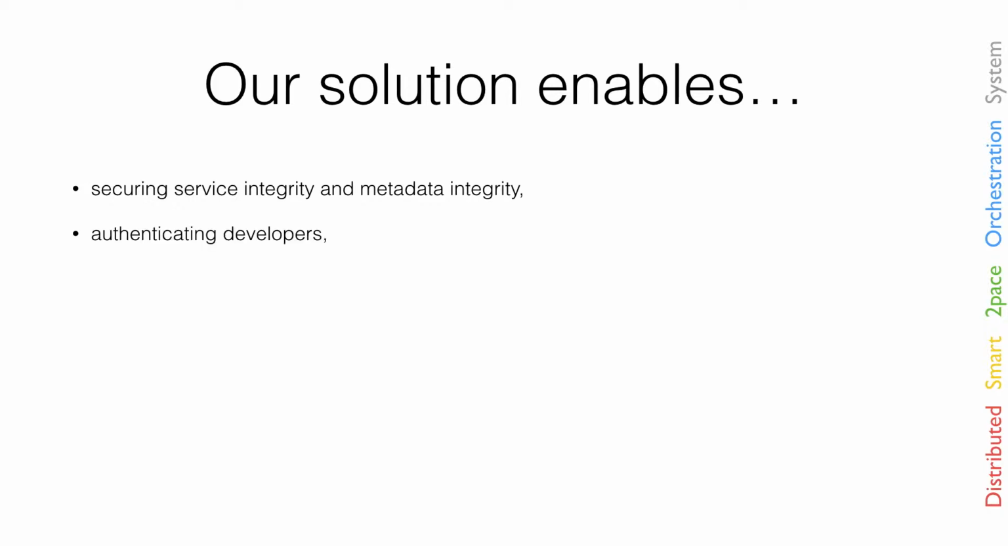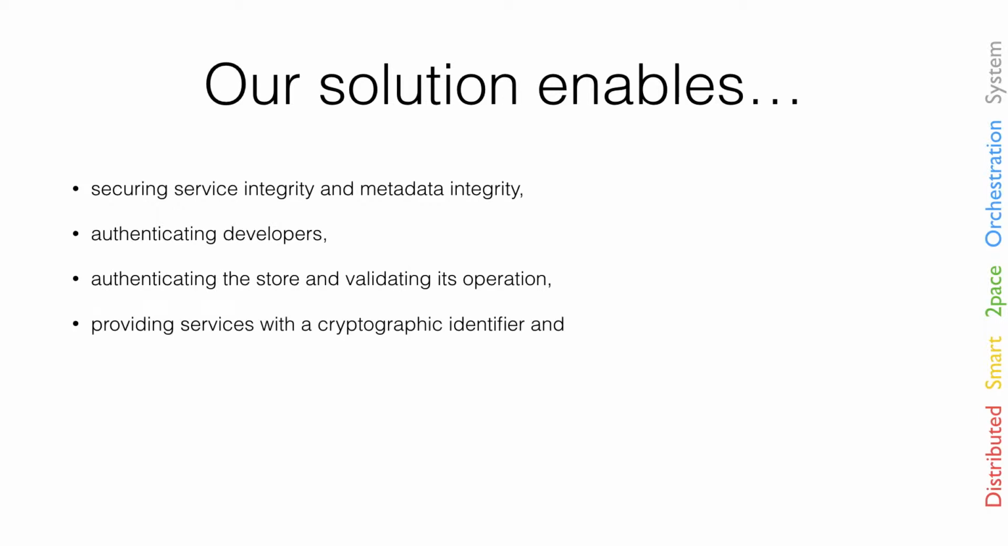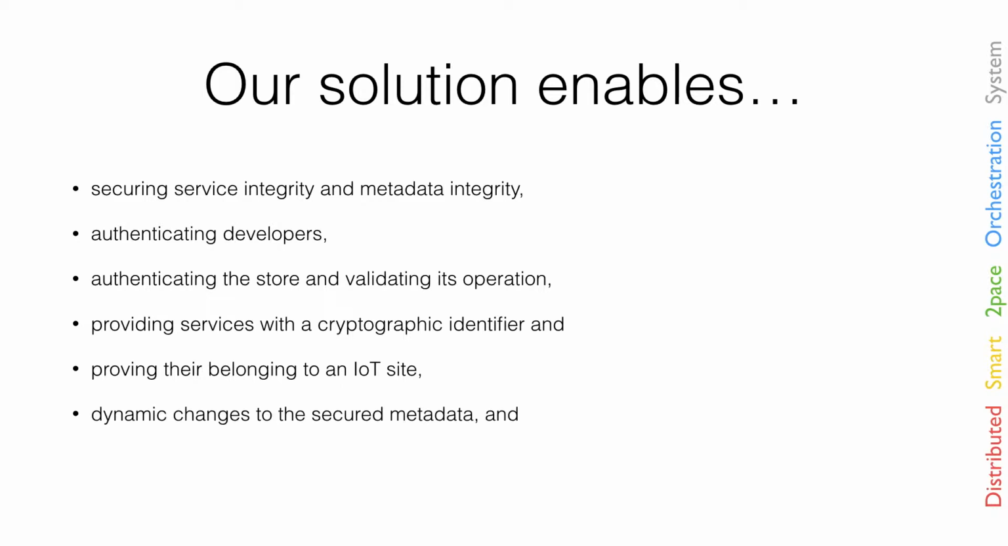Okay, so the solution enables certain properties. It enables securing the service integrity and the metadata integrity. It enables authenticating developers. It enables authenticating the store and validating its operation. It enables providing services with a cryptographic identifier. And it enables checking if a service belongs to an IoT site or not. Okay, good. And last but not least, there are two points. So this is also a very important property here.